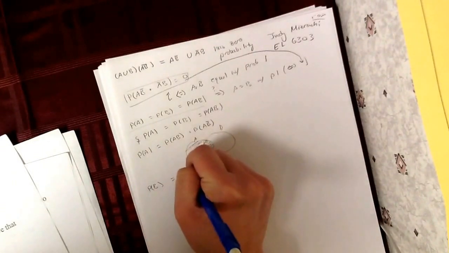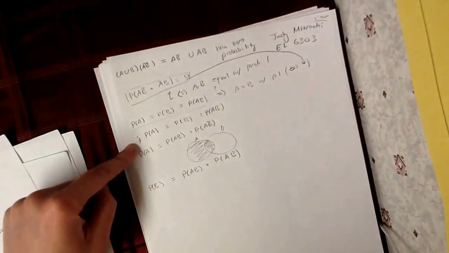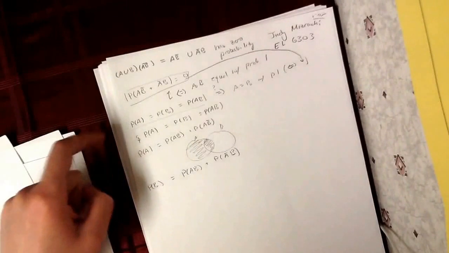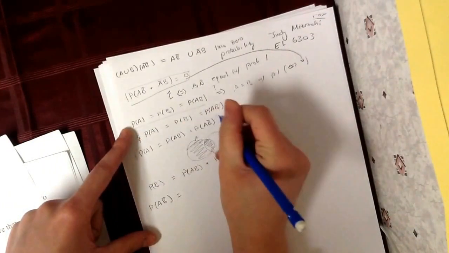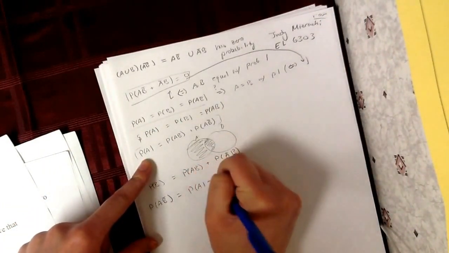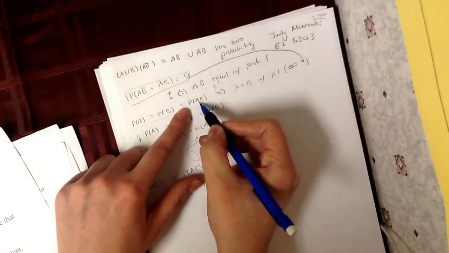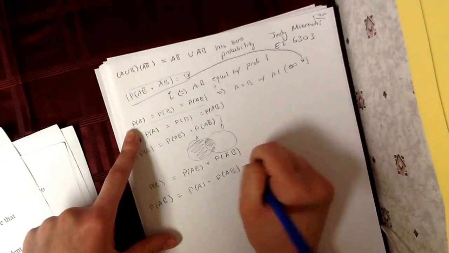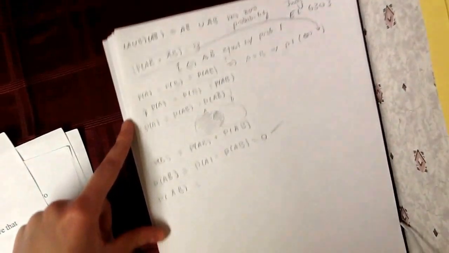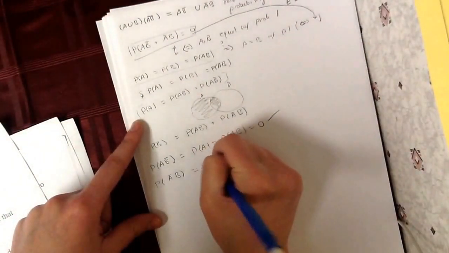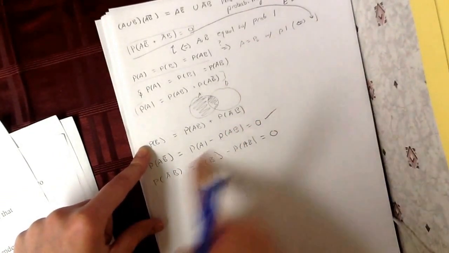The probability of B is the same thing as the probability of AB plus the probability of B without A. So we can do some cool stuff with this. The probability of A not B is the probability of A minus the probability of AB. But if this assumption is true, then the probability of AB is the same thing as the probability of A, so this equals 0. Similarly, the probability of not A and B equals the probability of B minus the probability of AB, which is again equal to 0 for the same reason.